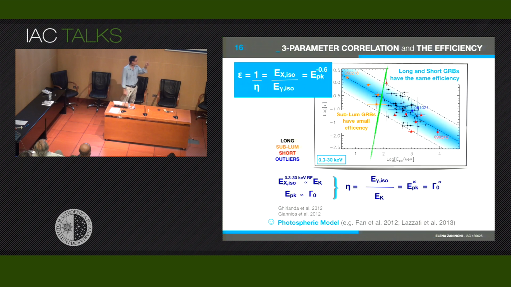From the works of Ghirlanda, Genius and other papers, we found out that the peak energy can be related to the Lorentz factor of the outflow. And in this case, rewriting our ratio, we can see that the physical parameter that can create this correlation is in fact the Lorentz factor of the outflow. This was confirmed by some models, by the photospheric model, in particular in the paper of Lazzati and collaborators.